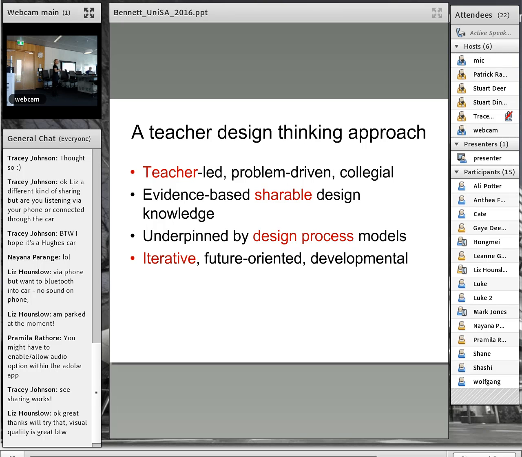We need to acknowledge that design's iterative, future-oriented and developmental. And I think this is important because this goes to the way we organise ourselves.